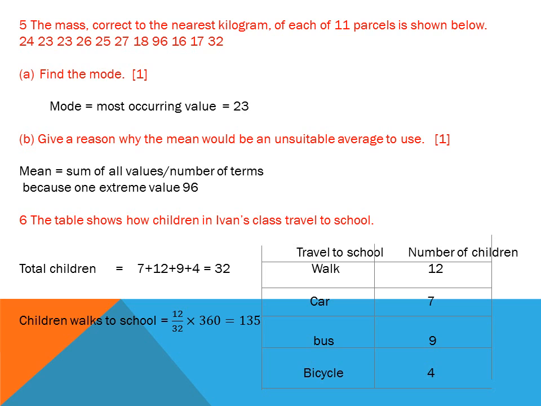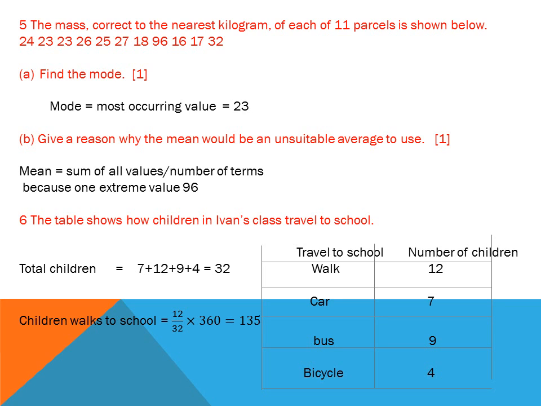The table shows how children in Ivan's class travel to school. So, travel to school, number of children. Walk: 12 students walk to school, 7 students by car, 9 students by bus, and 4 students by bicycle. She is asking about the children who walk to school.